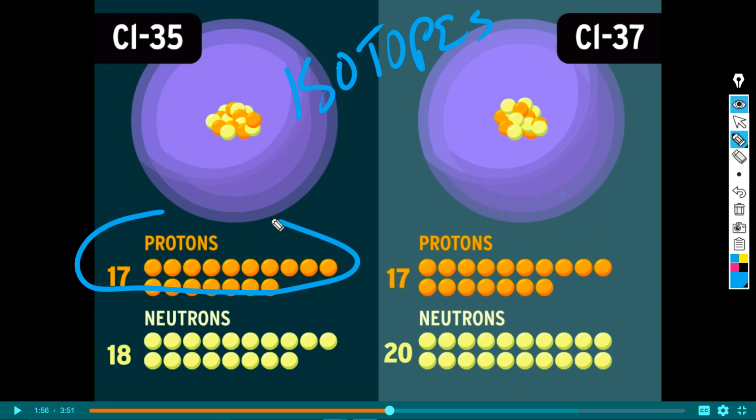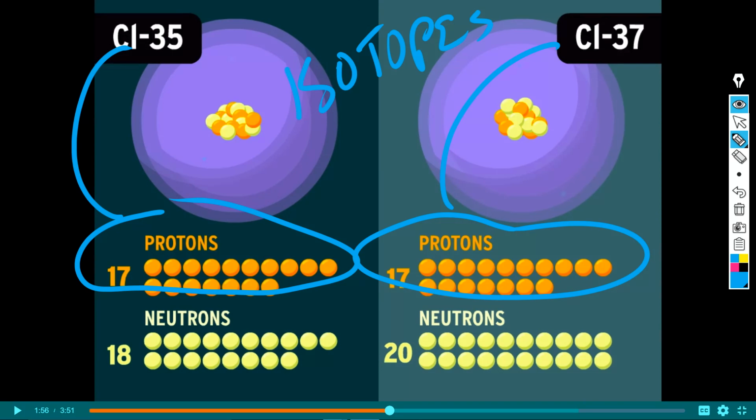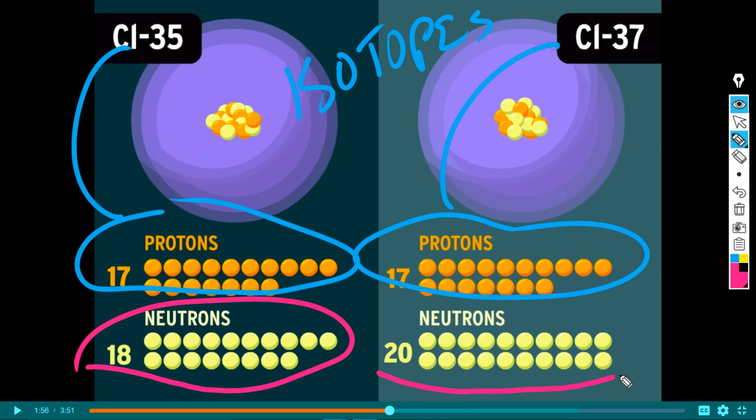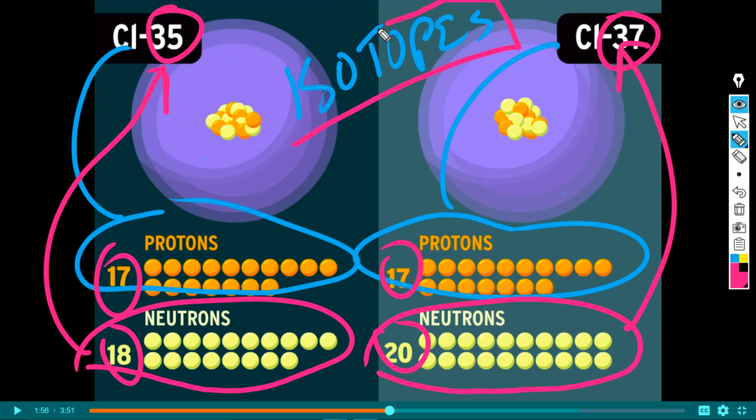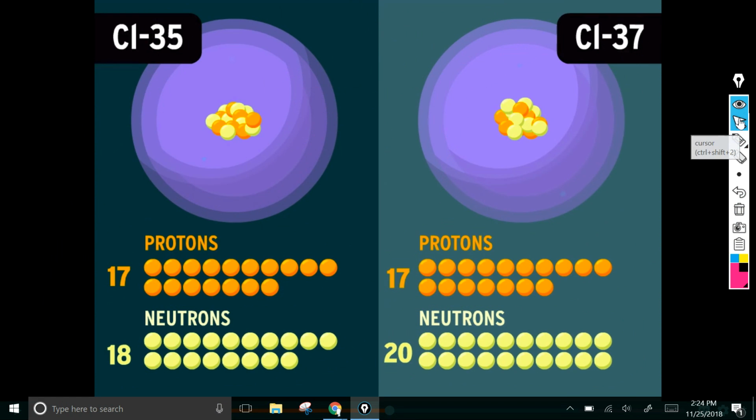17 protons in both of them. That's what makes them both chlorine. They have different numbers of neutrons, 18 in that one, 20 in that one. That's why the mass is different. 17 plus 18 is 35. 17 plus 20 is 37. Atoms of the same element, chlorine, with different numbers of neutrons. Those are isotopes. Isotopes are atoms of the same element with different masses. That's what our lab is going to be investigating.